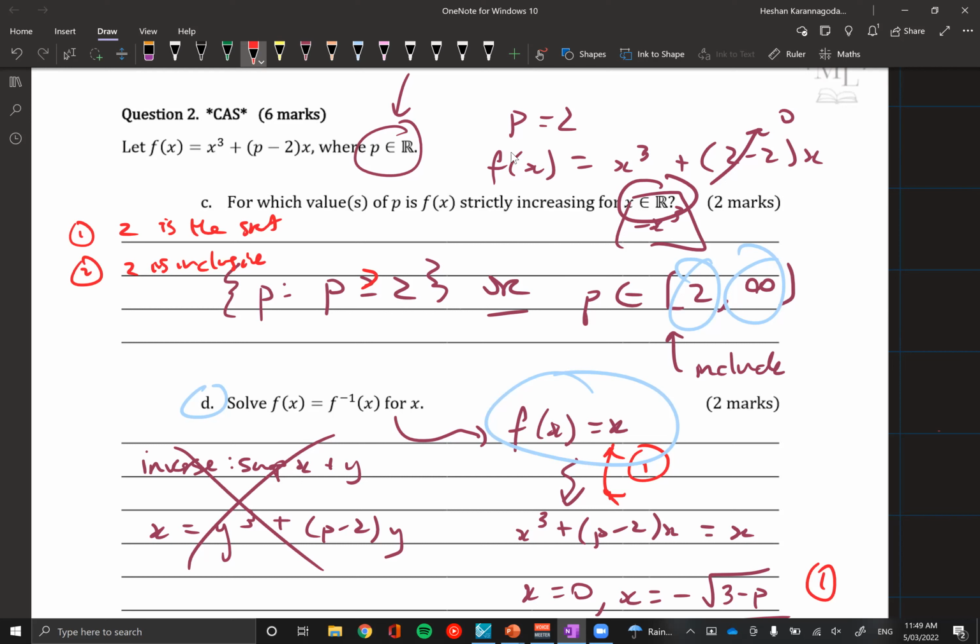Anything else in the chat? Is there any way to find the inverse? No, there's no way. So the question was, is there any way to find the inverse?